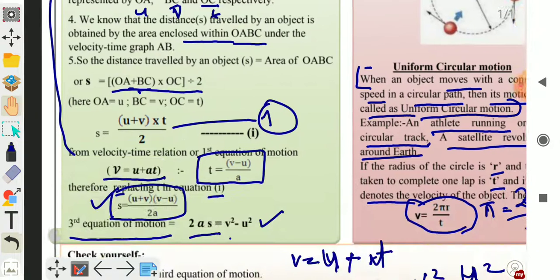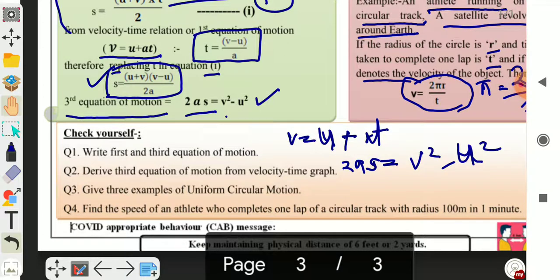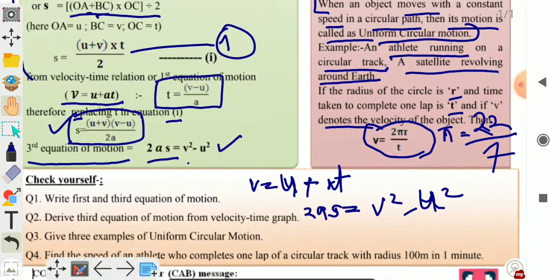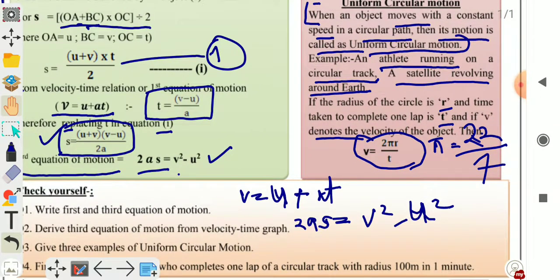Next question, give 3 examples of uniform circular motion. So you have to write 3 examples of uniform circular motion. You can write these examples: first, a satellite revolving round the earth; second, planets revolving round the sun; third, an athlete running on a circular track. So you can give 3 examples of uniform circular motion.